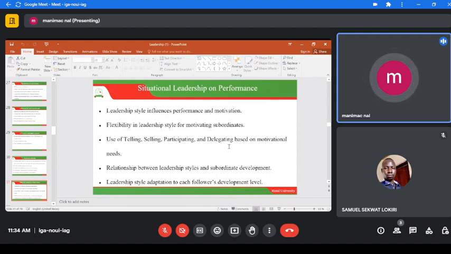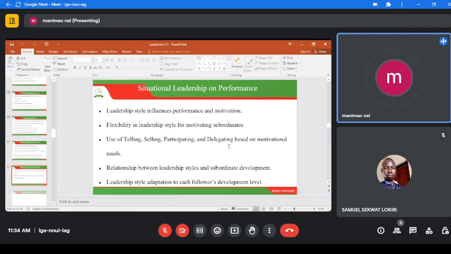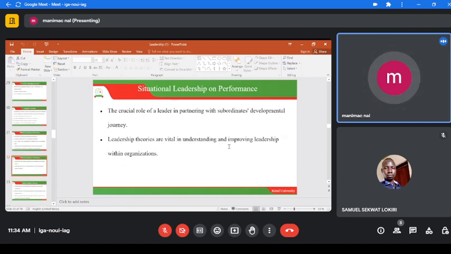You also need to look at leadership style adaptation to each follower's development level. As a leader you need to adapt to the situation that people are in, in terms of change. You need to adapt such that even the followers, in terms of their development level, you use this same leadership style to help you adapt to that. Furthermore, there is the crucial role of a leader in partnering with subordinates on their developmental journey. If the situation is so crucial like that, partner with them and lead them on their development journey.